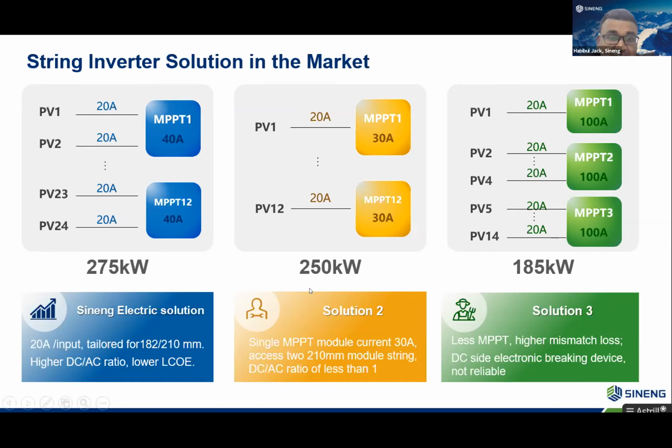For the 250 kilowatt solution, maximum MPPT current is 30 amp, and there are 12 MPPT trackers. Even though a 210 millimeter wafer module single string is connected with 12 MPPTs, the DC ratio will be less than 1, as only one string of 18 amp or more can be connected to one input. So to get rid of this problem, Sineng Electric has come up with a 275 kilowatt inverter, which is tailored for high power modules, and each MPPT maximum operating current is 40 amp, and each MPPT provides 2 string interfaces.